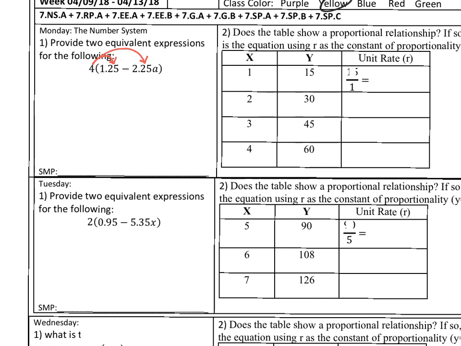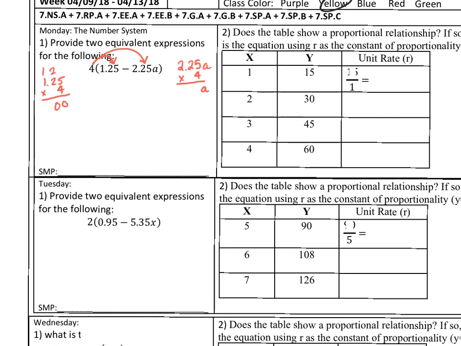So on the side, you would write 1.25 times 4. Figure out what that is. And then on the other side, you have 2.25 or negative 2.25, doesn't matter, times 4. And make sure you keep the a at the end. All right, so I'm going to do the first one, 1.25 times 4. So 5 times 4 is 20. 2 times 4 is 8. 8 plus 2 is 10.